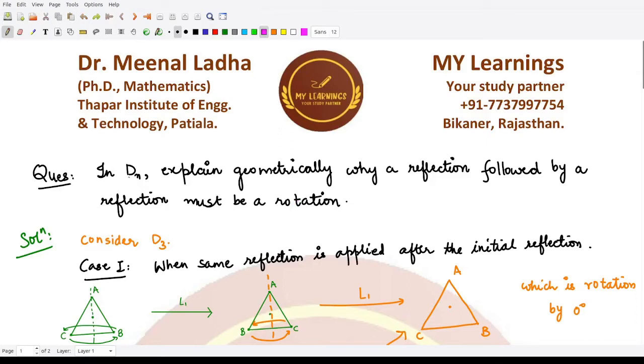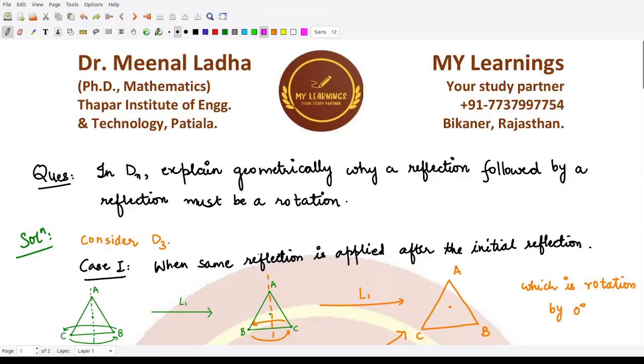For showing it for Dn, it would be quite difficult unless we do it theoretically, right? So in order to show it geometrically, I am taking the case of D3. For D3 we know these are the symmetries of an equilateral triangle. I am taking all the cases of D3 in order to show you the exhaustive cases, so for all the cases this result in D3 would be true. A reflection followed by a reflection must be a rotation.